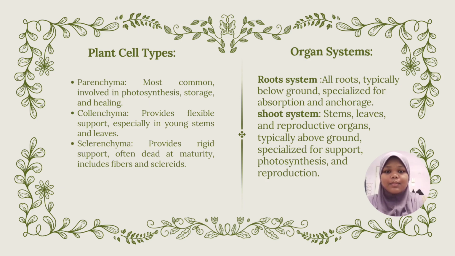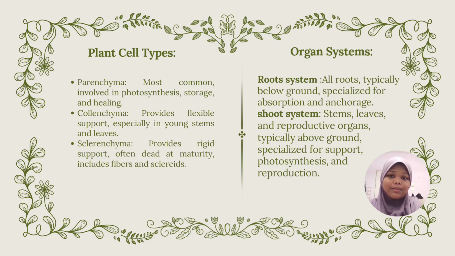The next slide is plant cell types. Here I divide them into three, which are parenchyma, collenchyma, and sclerenchyma. Parenchyma is the most common, involved in photosynthesis, storage, and healing. Collenchyma provides flexible support, especially in young stem and leaf. Sclerenchyma provides rigid support, often at maturity, and includes fiber.